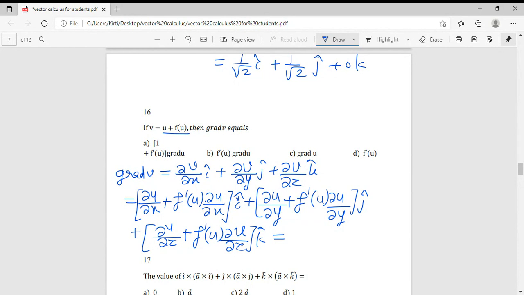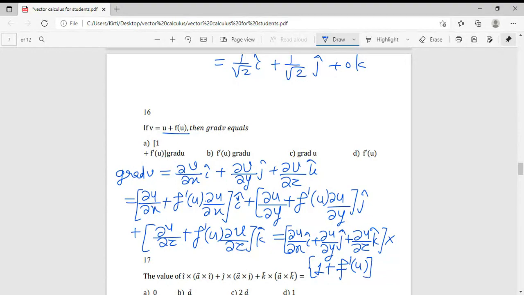So if you look at these terms, so what we have del u by del x i plus del u by del y j plus del u by del z k, right? This is common into what is left inside. So here 1 is left. So there is 1 plus f dash of u, right? 1 is left.